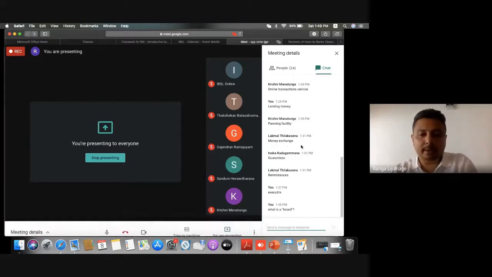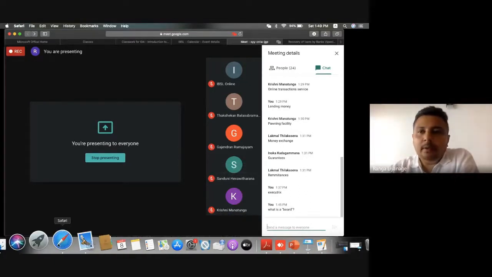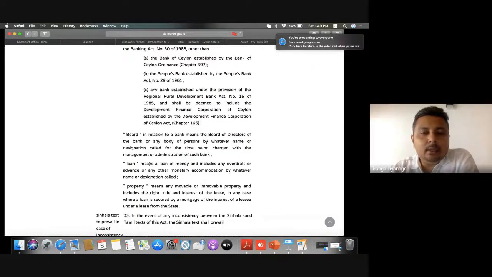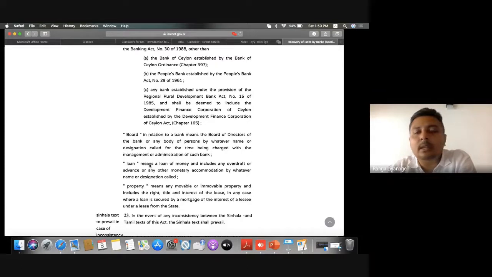Now, go and read the definition given for a board again. In relation to a bank, the board means the board of directors of a bank or any body of persons by whatever name or designation called for the time being charged with the management or administration of the bank. It's very clear. Simple, literal interpretation. You don't need any other interpretation for that.